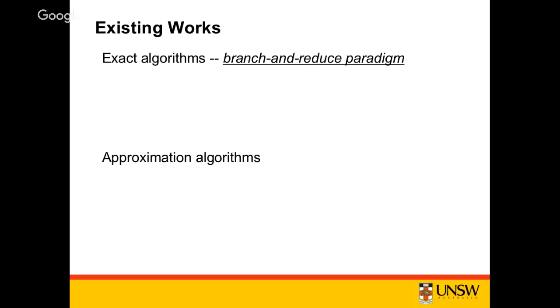The existing works are mainly categorized into 3 categories. The first is the exact algorithm, which is studied in graph theory. The second is the approximation algorithms. And the third is the heuristic algorithms.